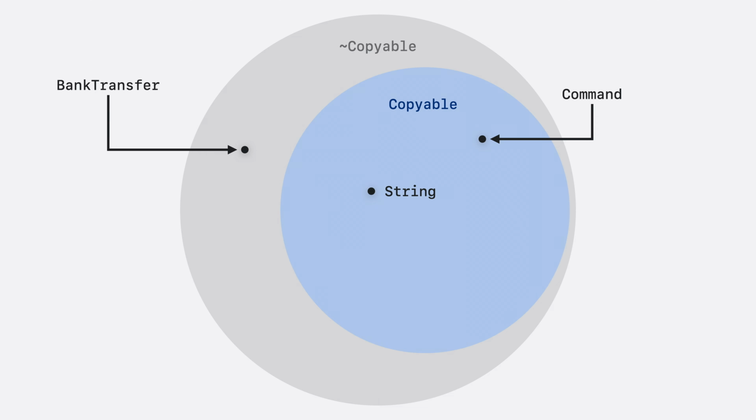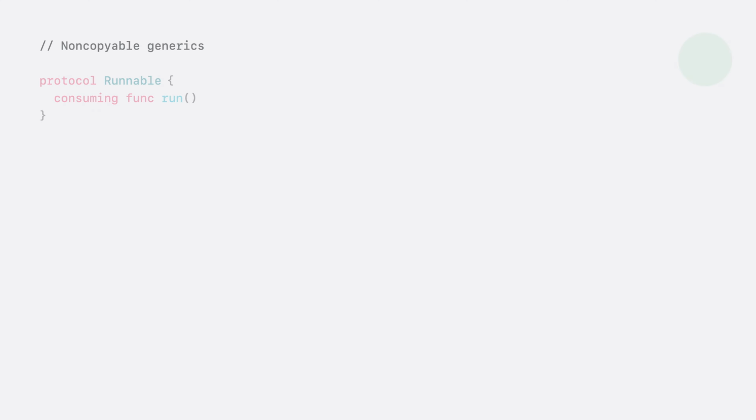What about the Any type? Well, it's always been Copyable, and that's how it should be. When you think of Any type in almost every programming language, it's Copyable. Okay, now we're ready to talk about non-copyable generics.